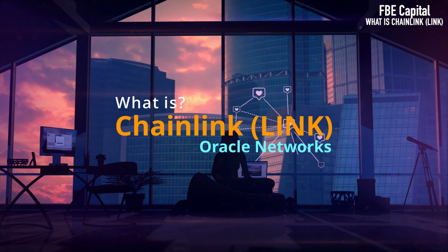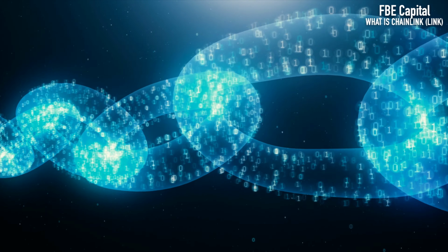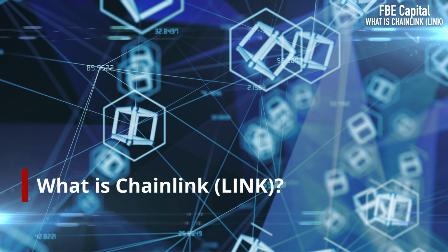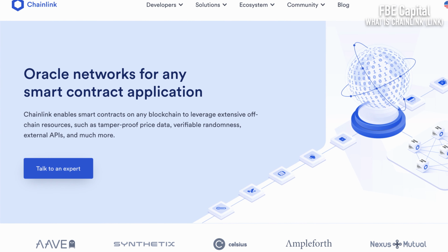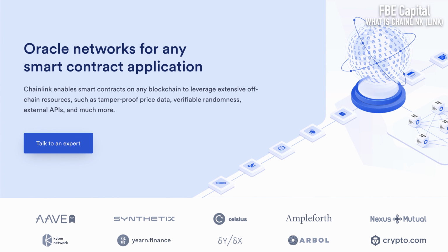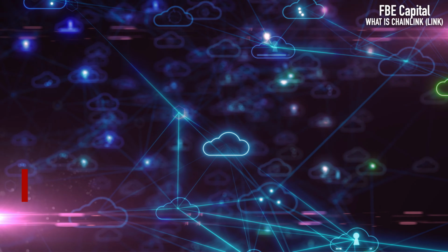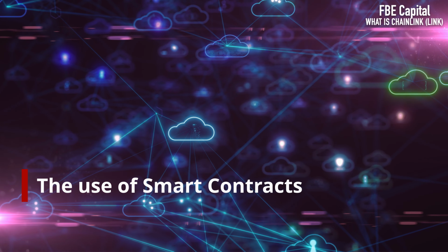Today we dive into the world of blockchain oracles to understand Chainlink and the use of the Link token. So the simple answer to what is Chainlink is that it's an oracle network. And this then leads to the question, what is an oracle network and why do we even need these oracle networks? Well, for this we have to look at how blockchain networks currently function, and in particular the use of smart contracts on these blockchains.